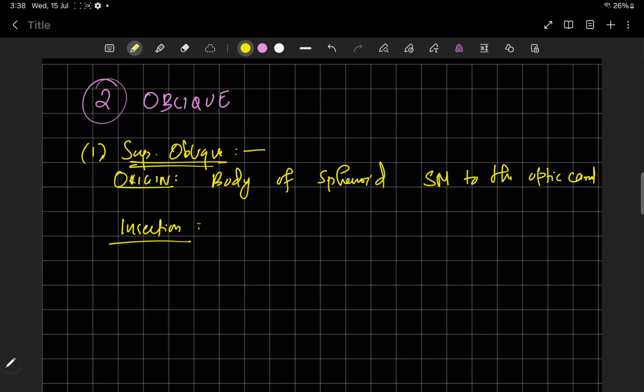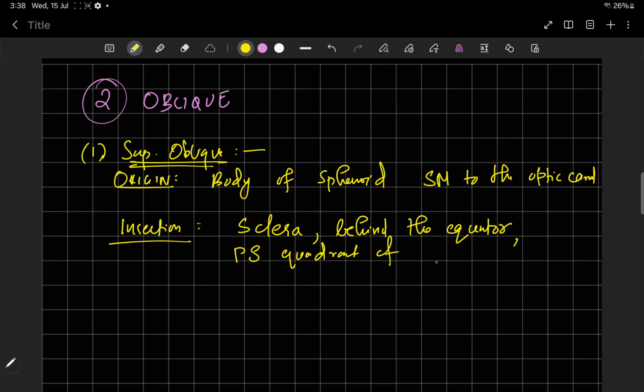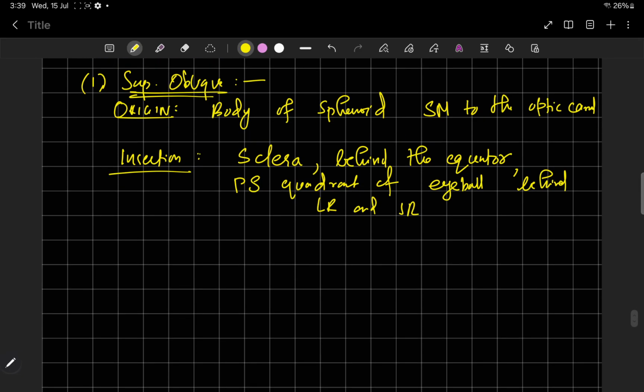Superior oblique muscle is also inserted into the sclera, but here the difference is that it is inserted behind the equator, whereas the recti muscles were inserted in front of the equator. So here also it is inserted in the sclera, but behind the equator, in the postero-superior quadrant of the eyeball, between lateral rectus and superior rectus. So that can be explained through a diagram.